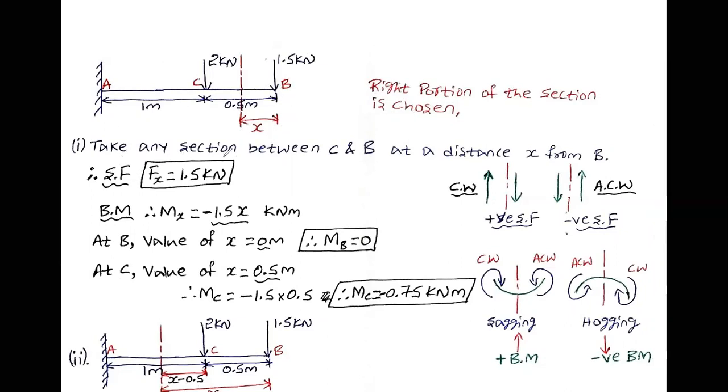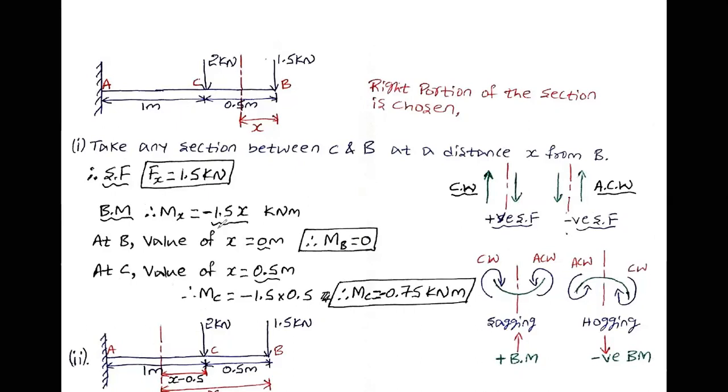First, you need to calculate the shear force. Take the section in between C and B at a distance X from point B. I have taken a section here. On the right-hand side, only one point load is acting, that is 1.5 kilonewton, and it is acting in a clockwise direction. If it is acting in a clockwise direction, you have to take it as positive 1.5 kilonewton. Except this, no other loads are acting. Here you can see the sign conventions. On the right side, if it is acting clockwise, take it as positive.